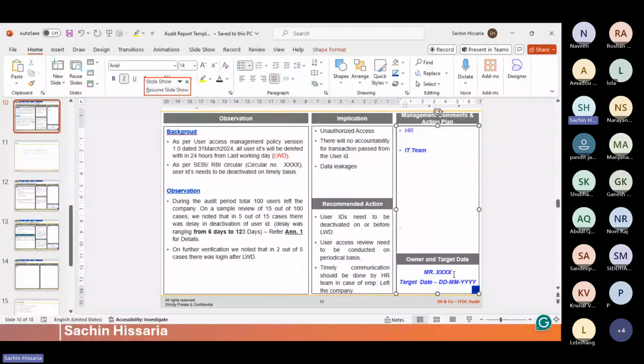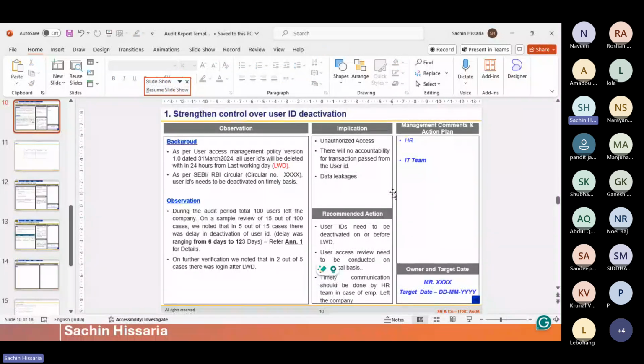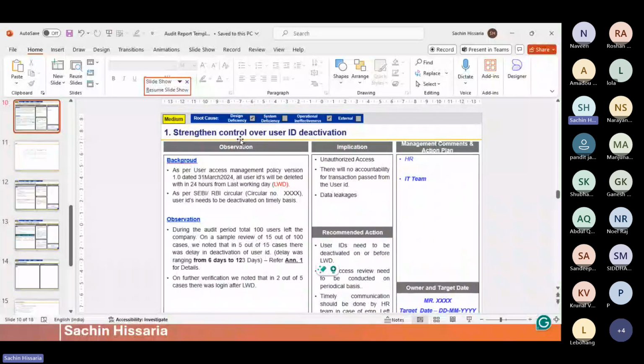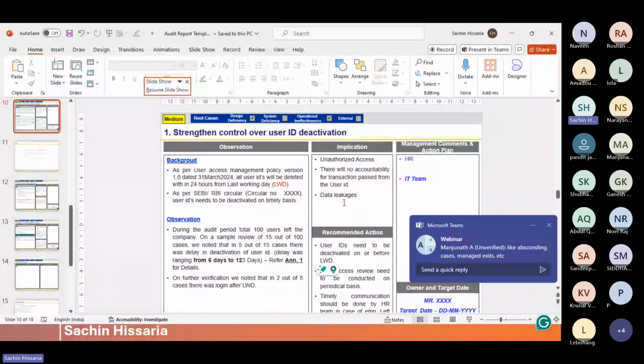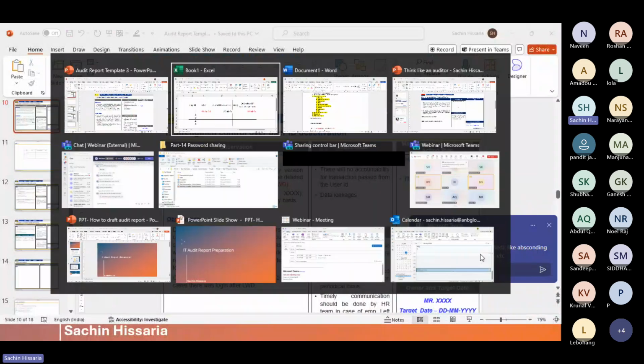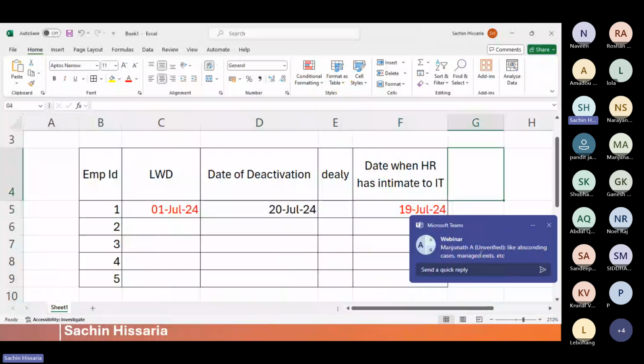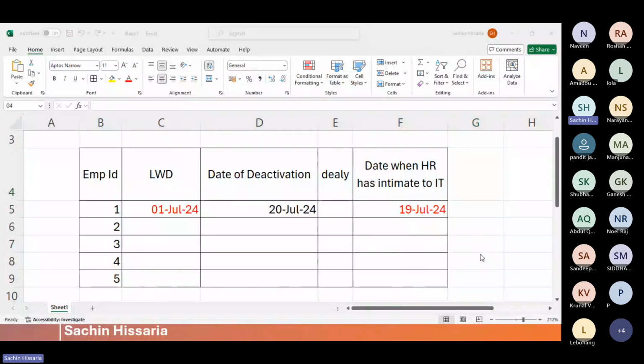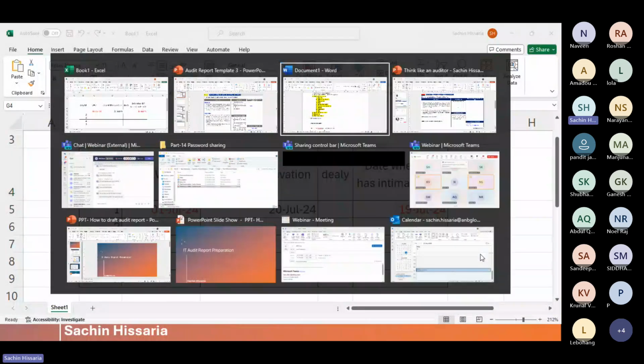We will assign this observation to a particular person or department, and they will provide a target date. Is this clear, guys? All this is clear. We have discussed each and every part, like absconding, management, exit, etc. Yeah, Manjunath, we can write that. We can write whether this was a case of absconding, or whatever you have mentioned, in the annexure.